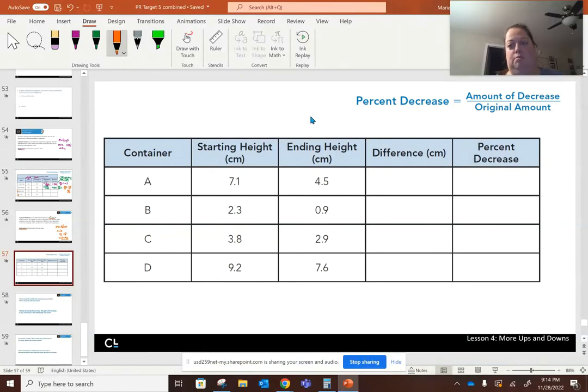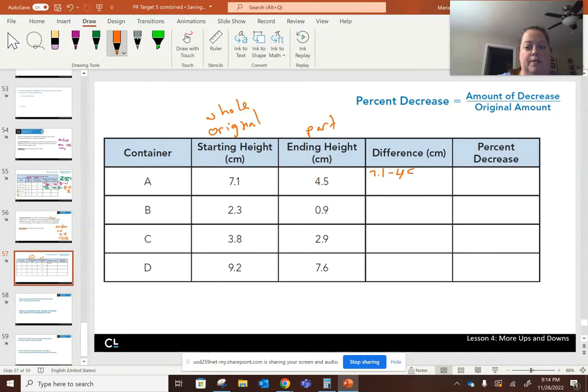So this is going to be starting height, so of course is our original, which would be also our whole. This would be our part or our ending amount. So again, I can find the amount of the decrease. So the difference would be 7.1 minus 4.5.